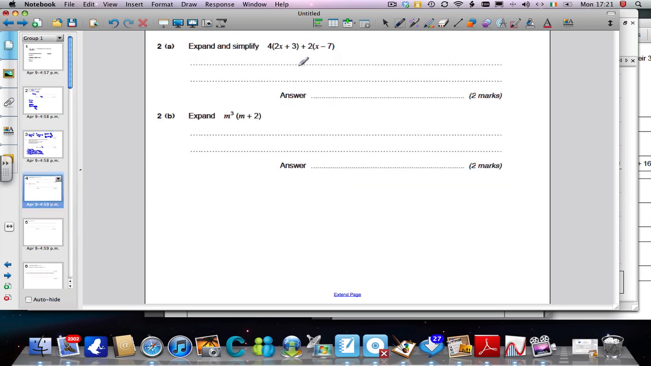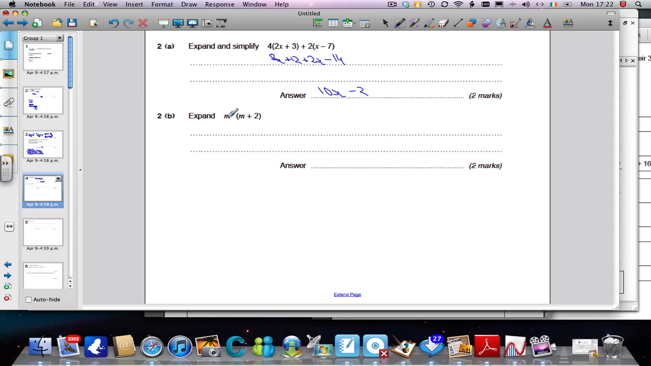2a. So expand and simplify. So take the number on the outside, multiply by everything inside the brackets. 4 times 2x is 8x. 4 times 3 is 12. 2 times x is 2x. 2 times minus 7 is minus 14. 8x and 2x is 10x. And 12 take away 14 is negative 2.